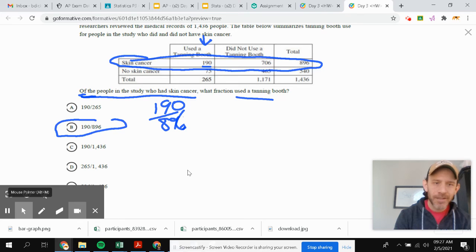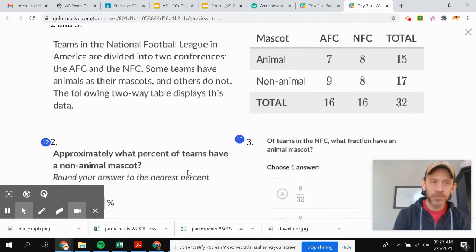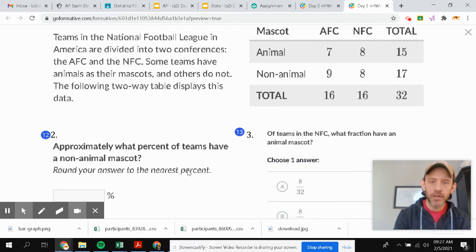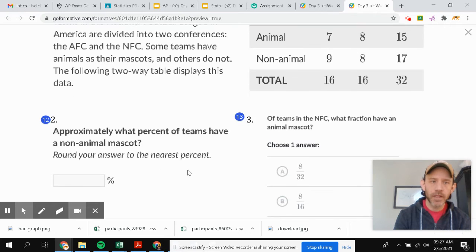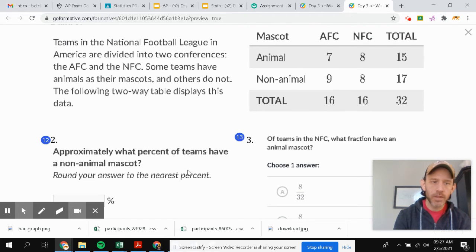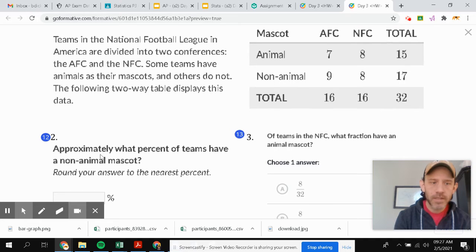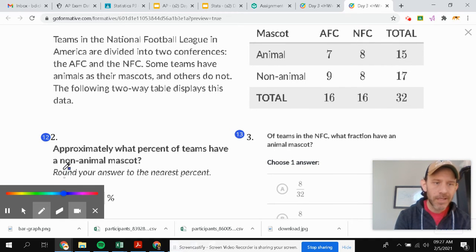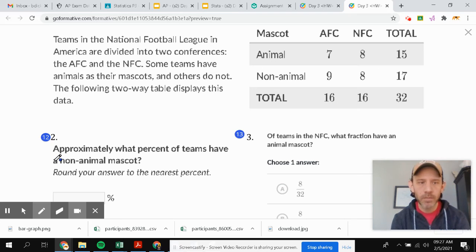All right, let's take a look at two more examples. So here's our NFL team. We've got the AFC, NFC, that's the division that they're in for one of the variables, and then mascot as the other variable. So let's take a look at what it's asking for number 12. Number 12 is asking approximately what percent of teams have a non-animal mascot.